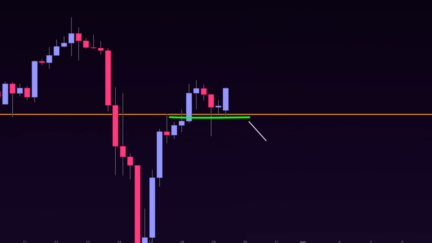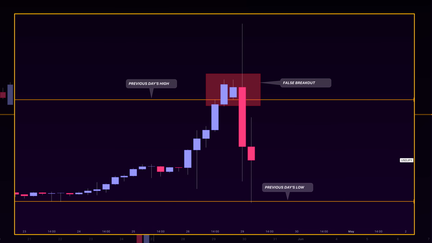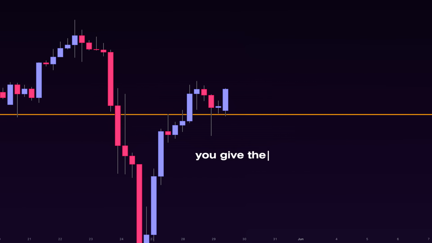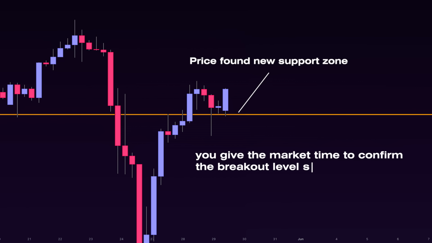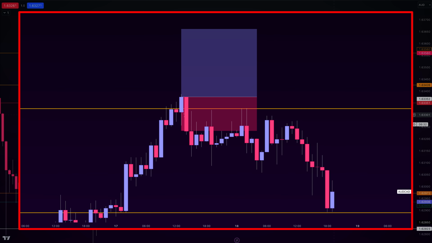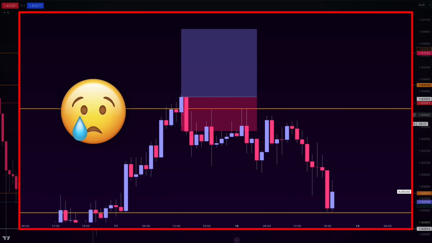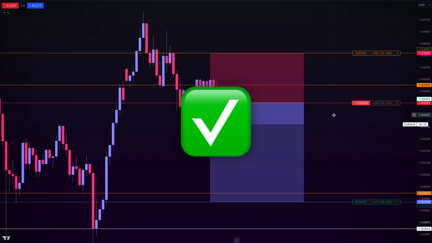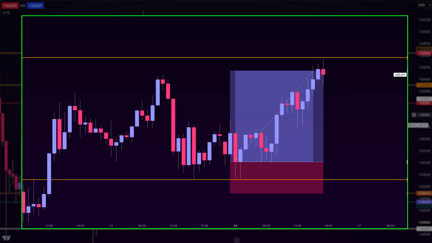The reason behind this is that breakouts can often be false signals. By waiting for the retest, you give the market time to confirm that the breakout level is now standing as a new support or resistance. This additional confirmation can help you avoid entering trades on false breakouts and improve the overall reliability of your trades. And the second way to trade this strategy is, of course, by looking for reversals.